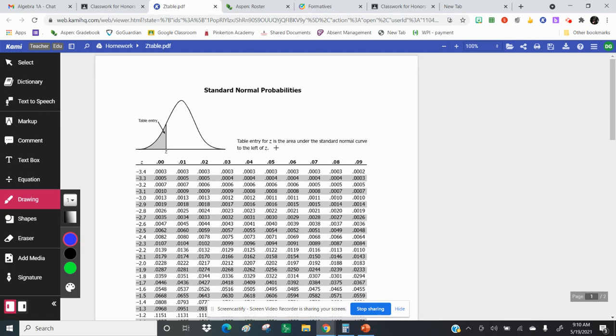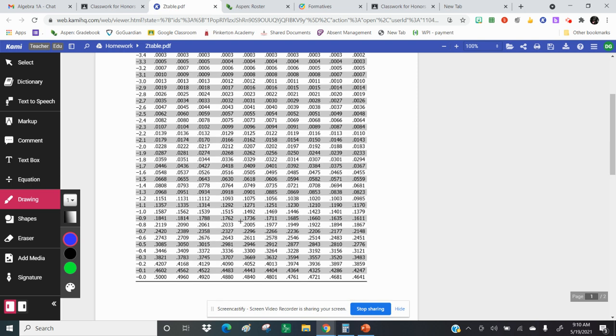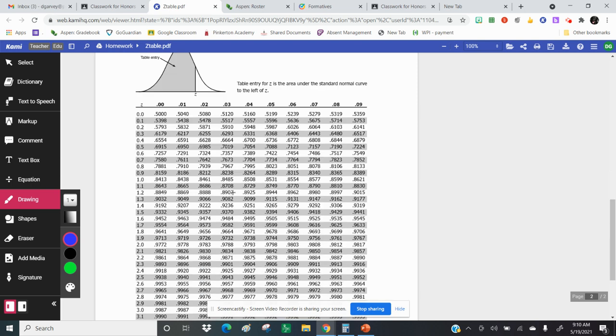And if you scroll, you're going to be looking here in the body of the table, and you're going to be looking for 0.75 or as close to that as you can find. So there's 7.3, 7.4. So right here I have 0.7486, and here I have 0.7517. So it looks like 0.75 would be in between those two values. So you're going to pick whichever one is closest.